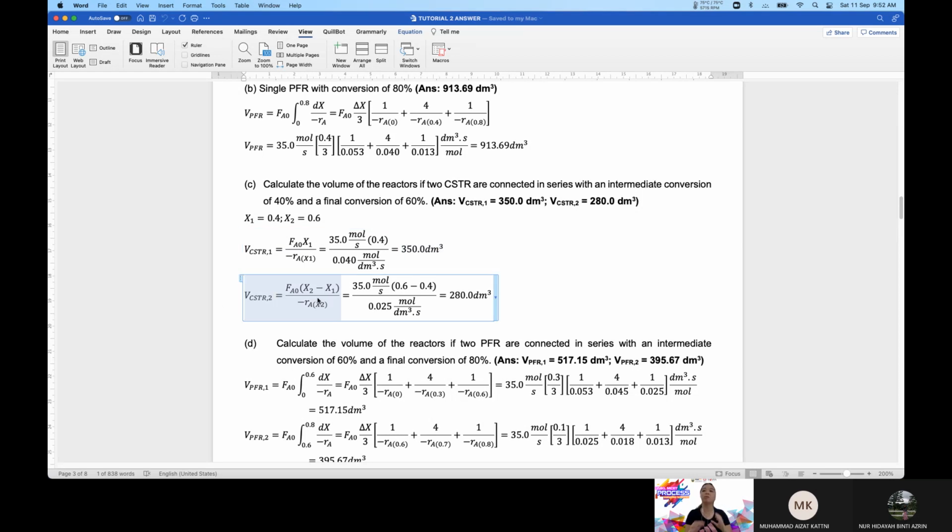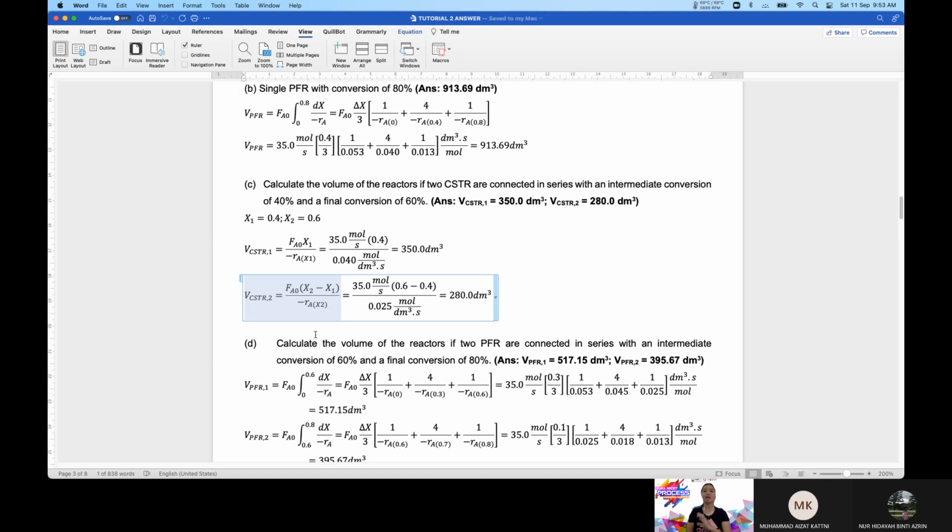Okay, reaktor kedua ni yang kamu kena betul-betul ingat. Formula dia dah berubah sedikit as I explain in the lecture. So why dia berubah? Okay, so the volume of the second CSTR now equals to FA0. FA0 tu stays. Tapi dalam bracket sekarang akan menjadi X2 minus X1. Sebab bila kita nak kira volume tu, kita just nak tahu dalam reaktor kedua tu berapa conversion yang sebenarnya dia naikkan. Daripada X1 dia naikkan kepada X2. Sebab tu dia jadi X2 minus X1 per minus RA at my X2.